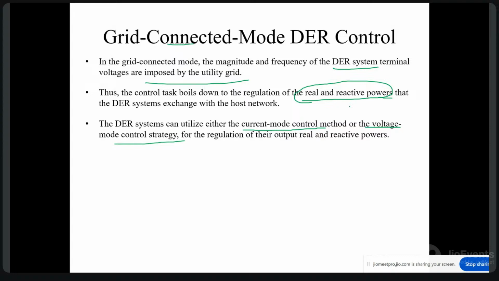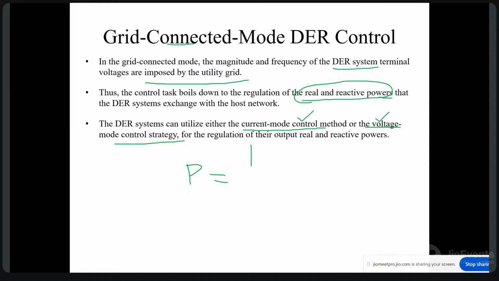But I have mentioned here, we can go for either a current control mode, or we can go with the voltage control mode. Yes, we can control the voltage also here. How is the voltage controlled? All of us have studied this. Do you remember the power flow equation that we generally study in power system operation and control? What is the power flow equation?